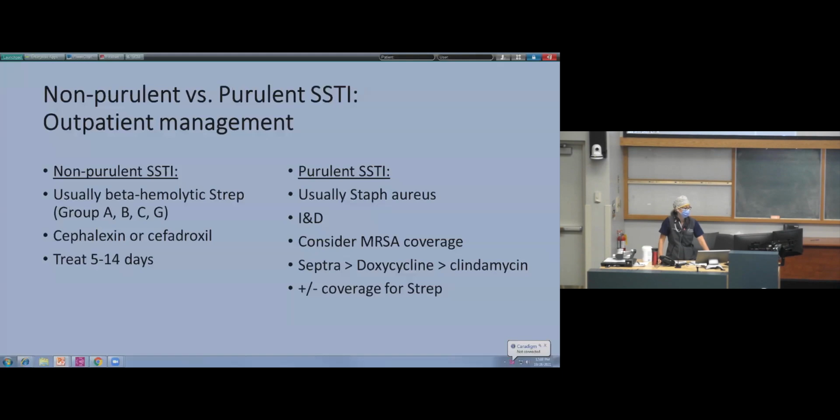And then if you're not sure if it's Staph aureus and you're concerned about also covering for beta hemolytic strep, clindamycin is actually pretty good for most strep. It covers about 80%. Septra is also pretty reliable. But for doxycycline, we really don't have that data, and so you'd have to add additional coverage for strep.